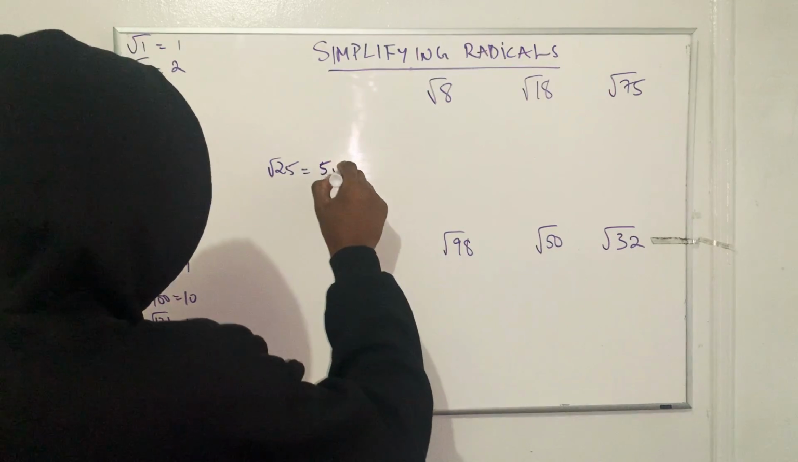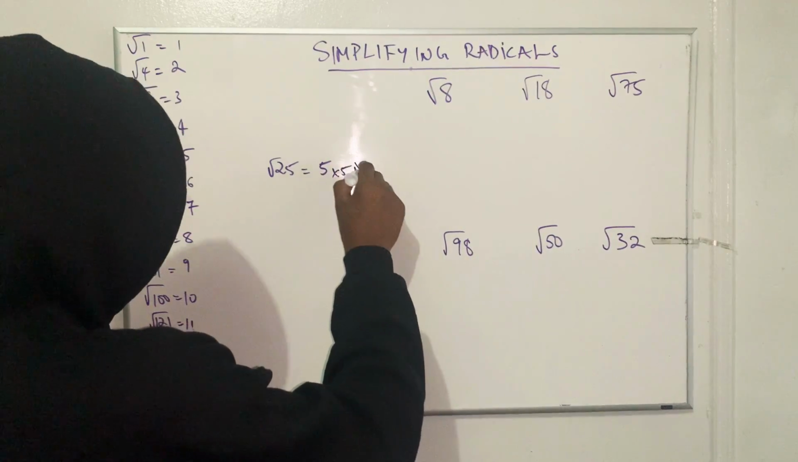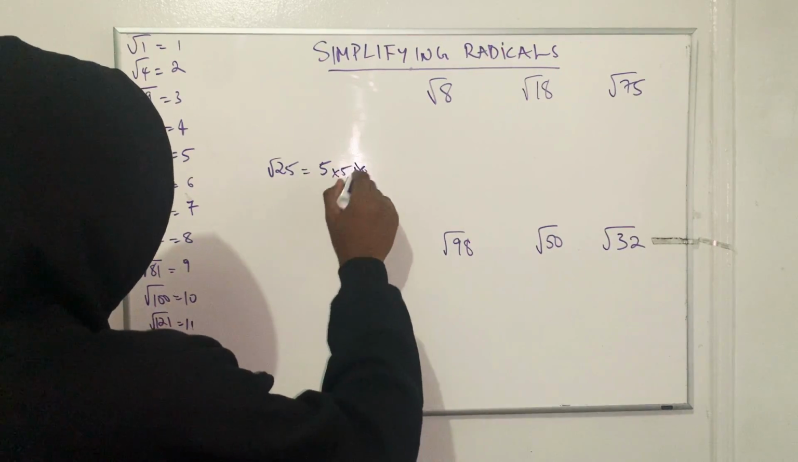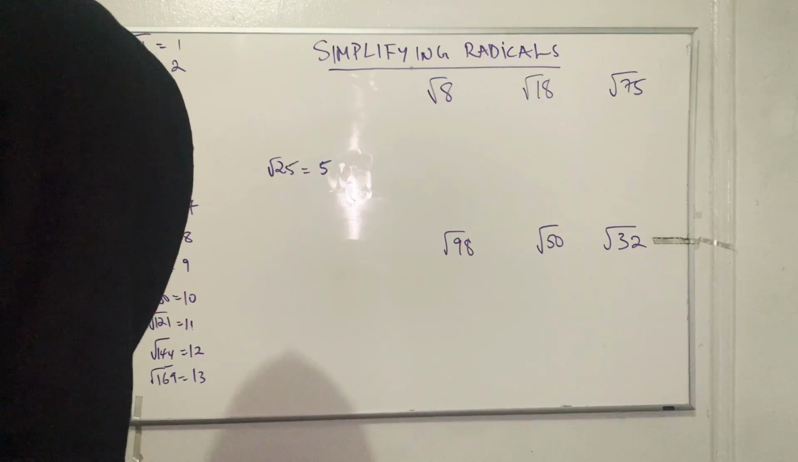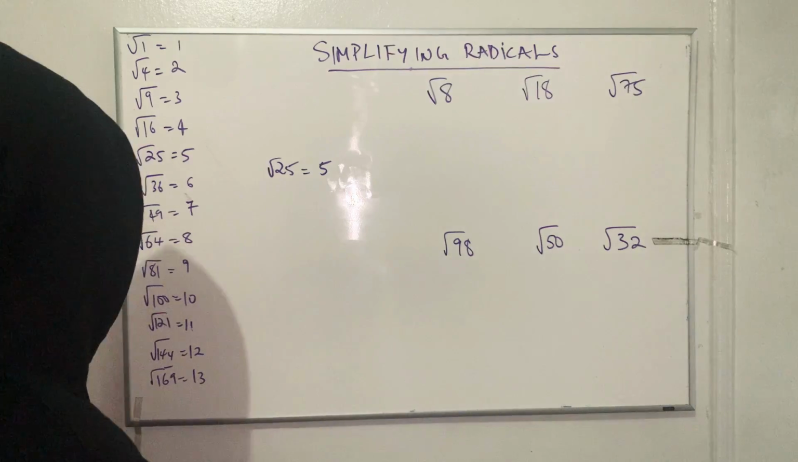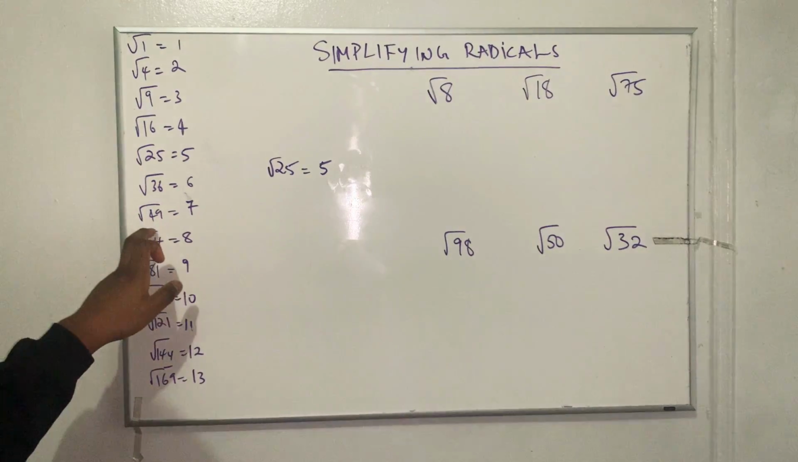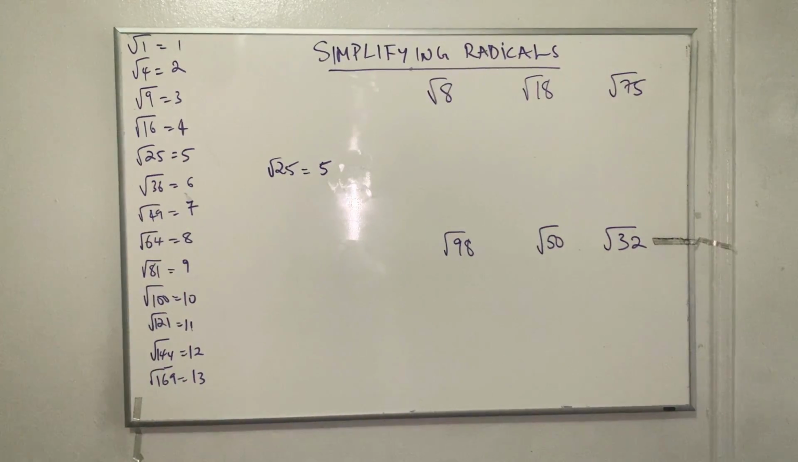So you don't write 5 times 5. It's only one number that's going to multiply itself to give you 25. The same thing with 49. Which number times itself is going to give you 49? 7. The same thing with the square root of 100. Which number times itself is going to give you 100? So 10 is that number.